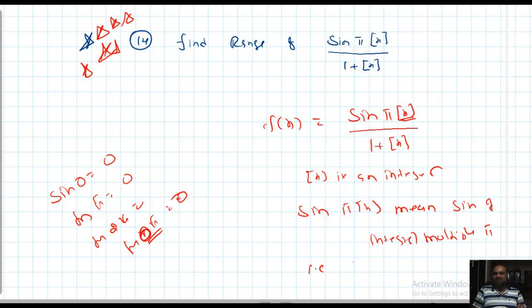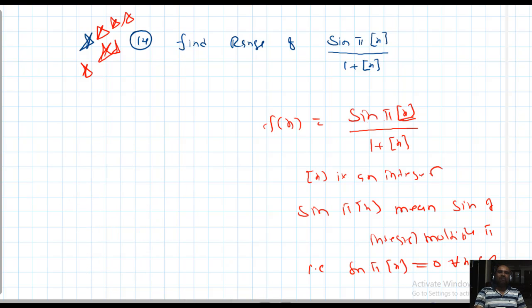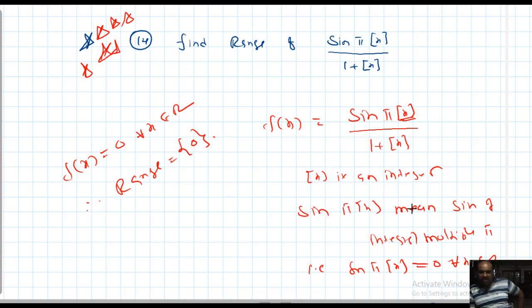That is, sin(πx) is always 0 for every x belongs to R. Okay, so what is the meaning? f(x) equals 0 for every x belongs to R. Therefore, the range equals the set {0}. Okay, singleton set, constant function.